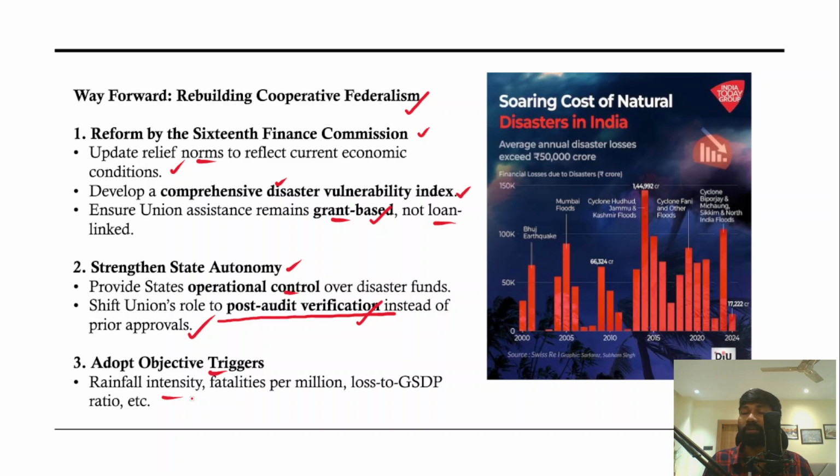There is a need to provide fiscal relief to the states, and fatalities per million population and loss to gross state domestic product ratio. All these factors can be considered as objective triggers for providing immediate relief for the state governments to adopt recovery measures. And apart from that, you can also go through the average annual disaster losses, which amount to 50,000 crore rupees in India, right? So I hope you have understood this.